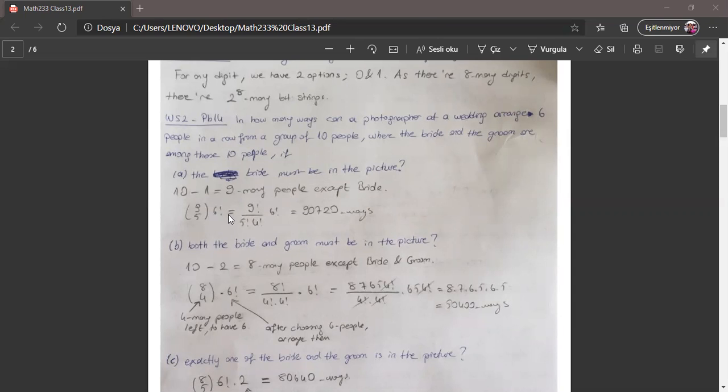Now what's this? We don't only choose the people, but we arrange them. So how do we arrange n objects, for example? It's n factorial. So we have 6 factorial there, okay? So we get this result.